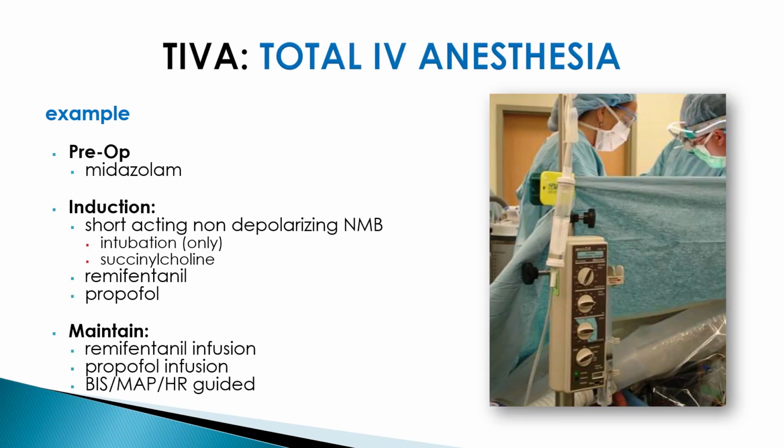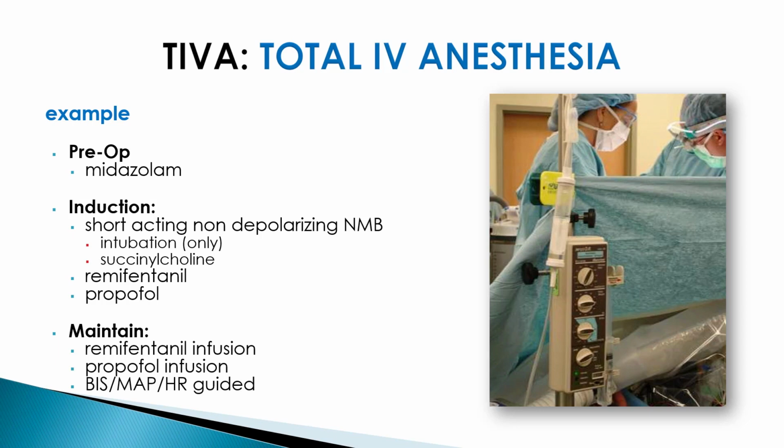This is just an example of maybe one type of TIVA regimen. In pre-op, they give something to take the edge off. And then at induction, when they go to intubate the patient, they like to relax the muscles of the neck so they can easily put that tube down. So they'll put a short-acting neuromuscular blockade, which we'll talk about in a second, for intubation called succinylcholine. They give a little narcotic, and then they give the propofol.